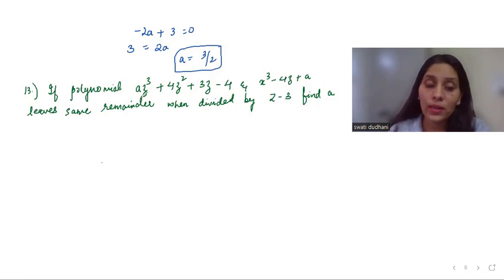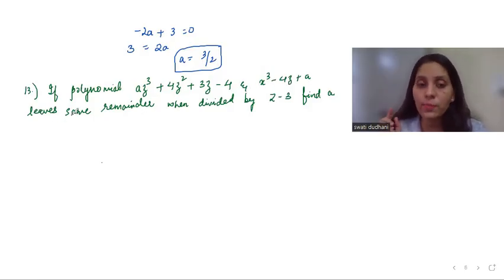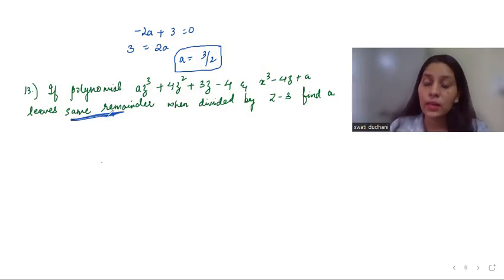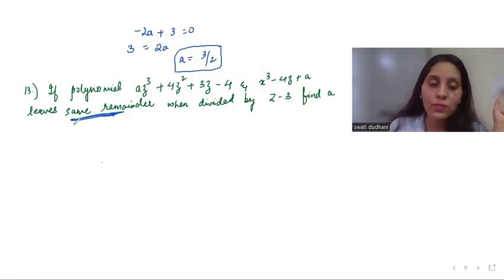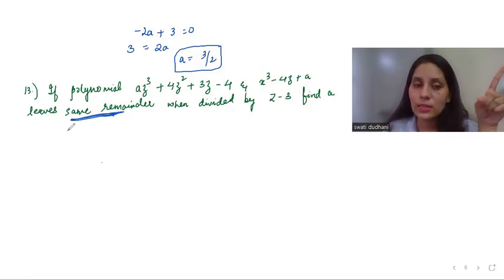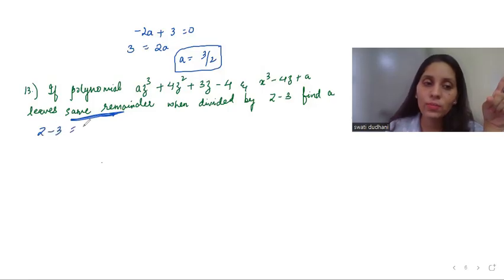If the polynomials az cube plus 4z square plus 3z minus 4 and z cube minus 4z plus a leave the same remainder when divided by z minus 3, which is the divisor g of x, find a. Very important, the remainders are the same, which means you can equate both the remainders. So basically, the first step is what? Divisor equal to 0. From this, we get the value of z.